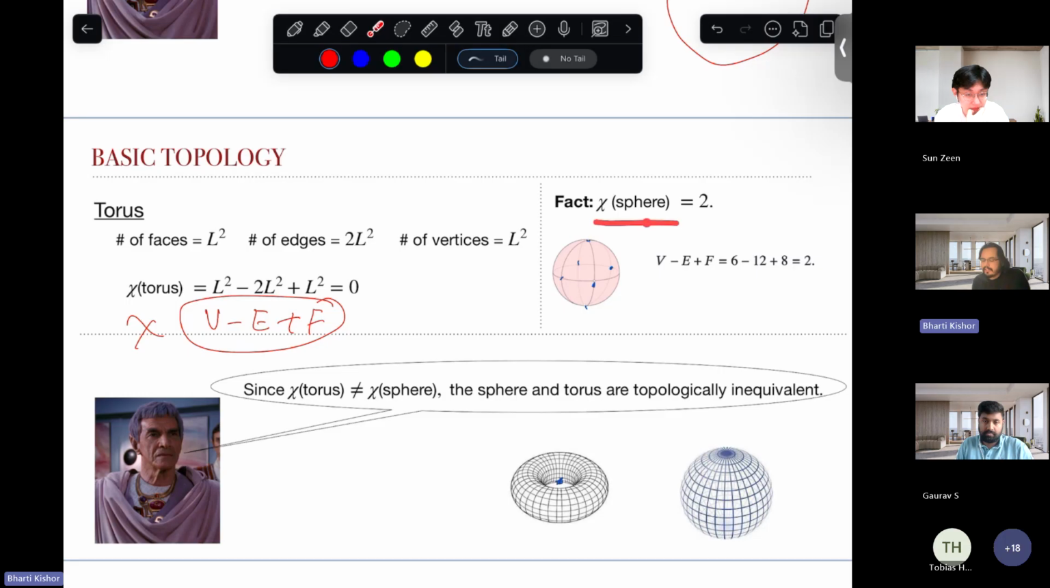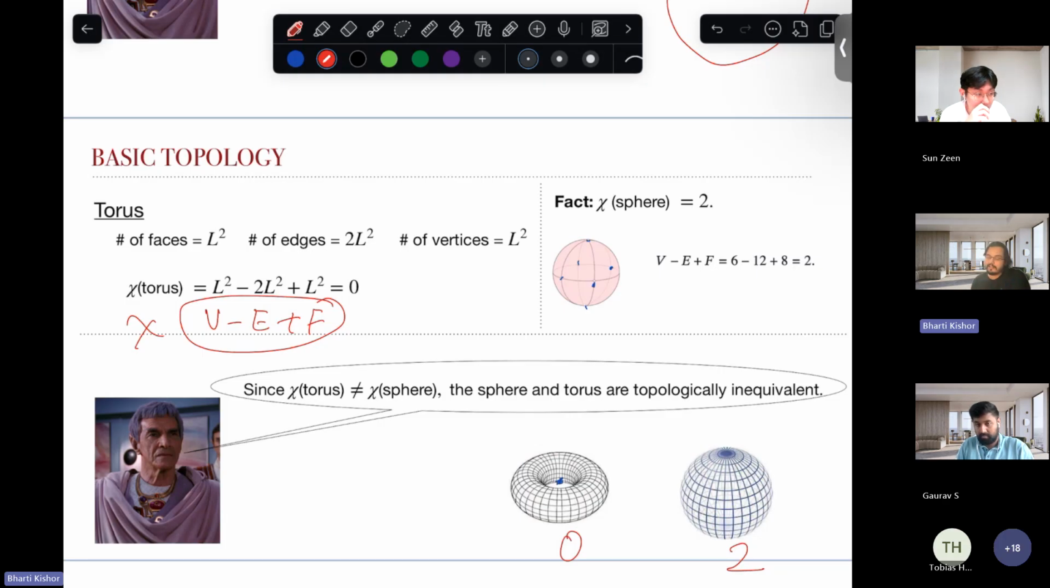On the other hand, for the Euler characteristic of a sphere, you can triangulate it, and then you can count the number of vertices, edges, and faces, and that is 2. So the Euler characteristic of a torus and a sphere is not the same. Here we have 0 and here we have 2. So these two objects are topologically inequivalent. We cannot go from one to the other through homeomorphism.